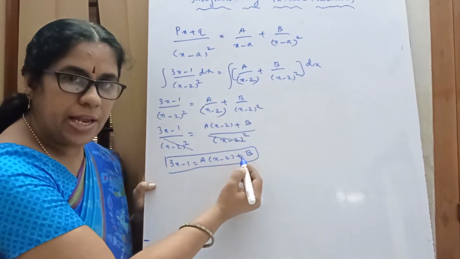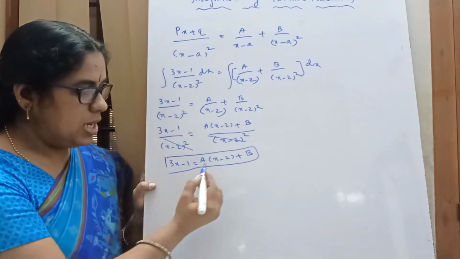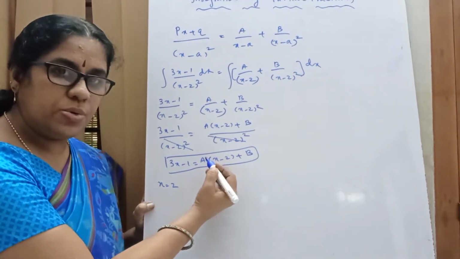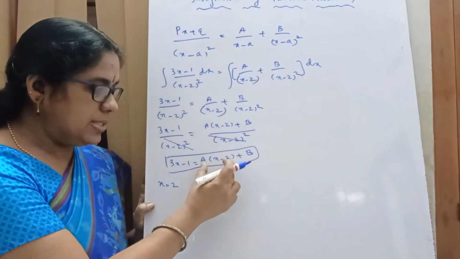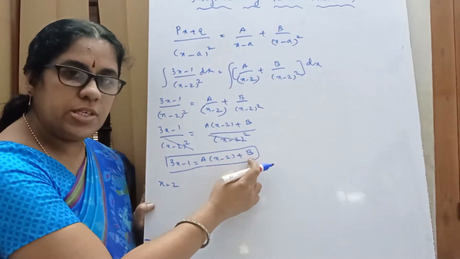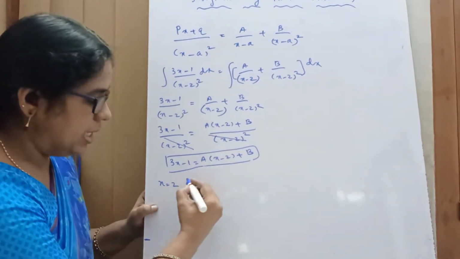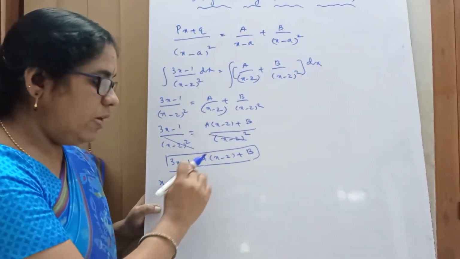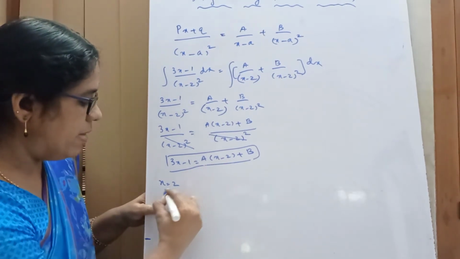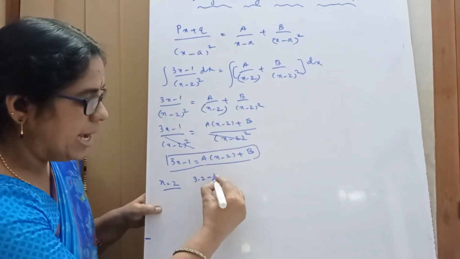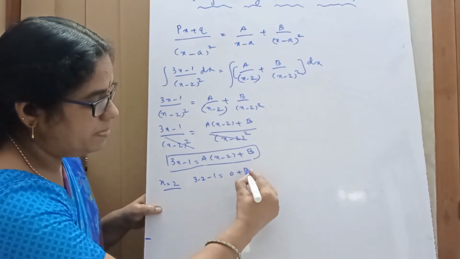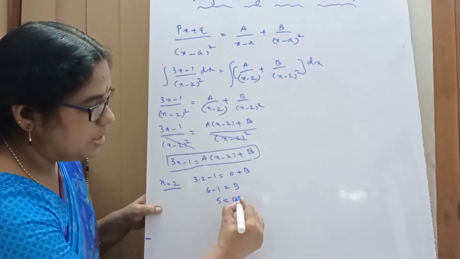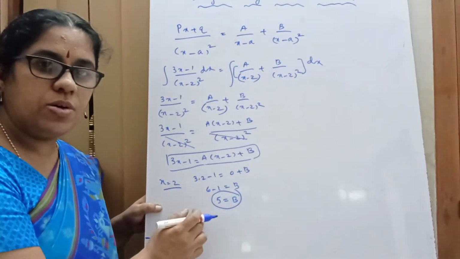For finding A and B, the easiest method is to put x equal to 2. Why do we put x equal to 2? When we put x equal to 2, the A term becomes 0, and then we get the constant B. Put x equal to 2 throughout, both in LHS and RHS. That is, 3 into 2 minus 1 equals 0 plus B. That is 6 minus 1 equals B, so 5 equals B. So we got one constant, B equal to 5.